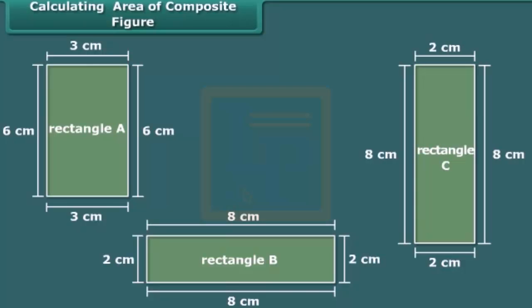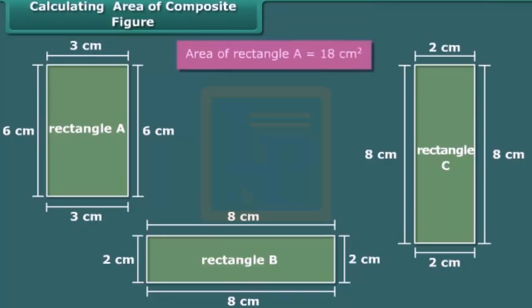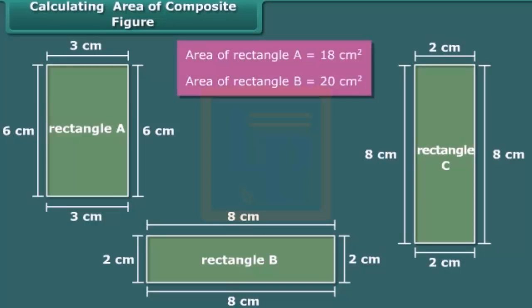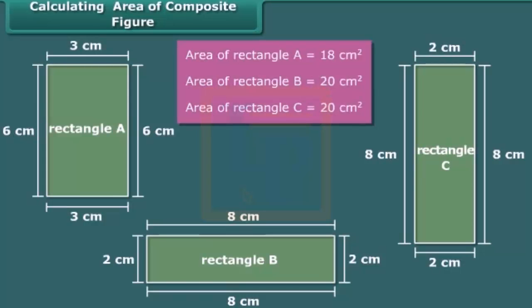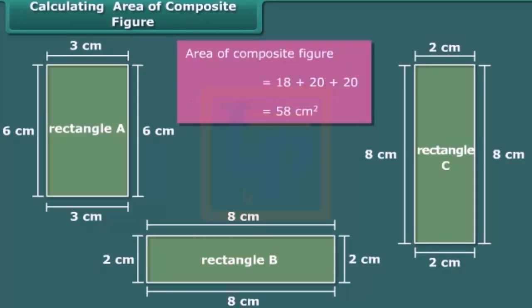Here we can divide the given composite figure into 3 rectangles. The area of rectangle A is 18 centimeters square. The areas of rectangle B and C are the same, that is 20 centimeters square. Thus, the area of the composite figure is 18 plus 20 plus 20, which is equal to 58 centimeters square.